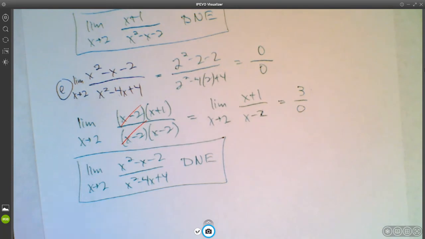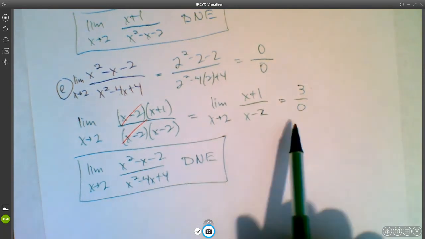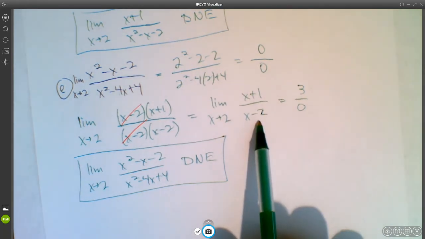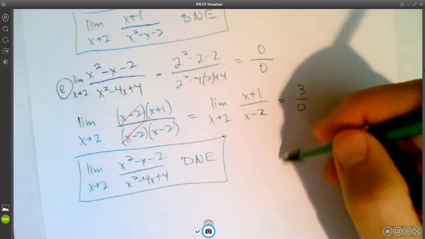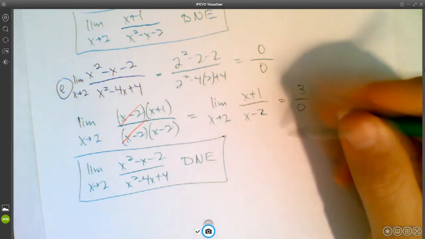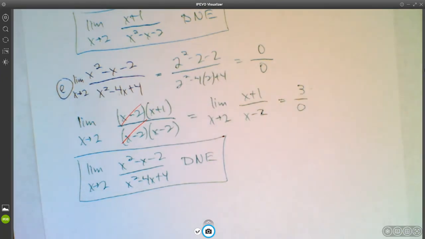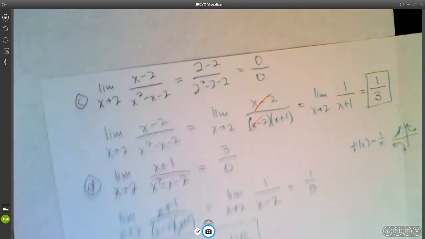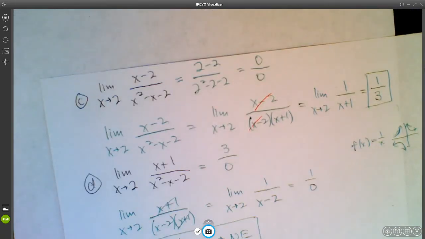Okay? And again, you could make a table of values to see what's going on. This is another case where you're going to be approaching negative infinity from one direction and positive infinity from the other. You can take my word for that, or you can work it out on your own. It's up to you. So that's the strategy. Okay, so that's how this stuff works.